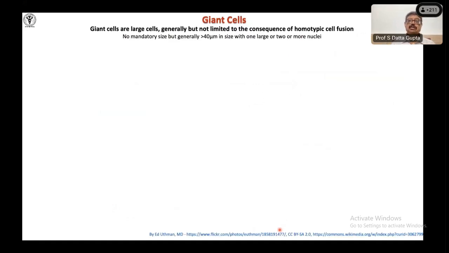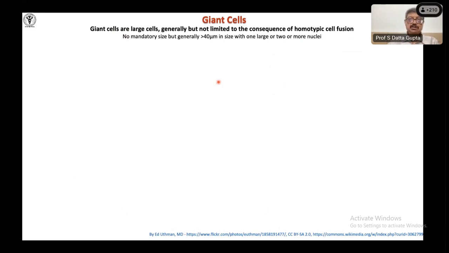So what are these giant cells? The giant cells are generally because of homotypic cell fusion. Homotypic means similar cells fusing with each other.